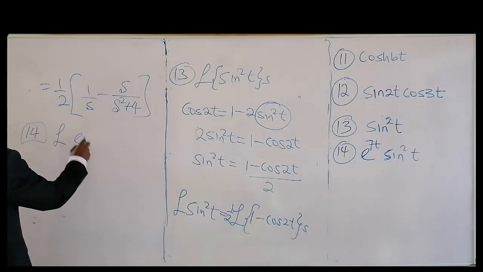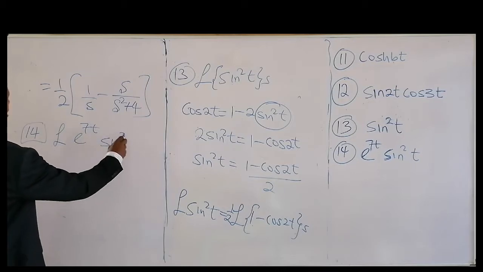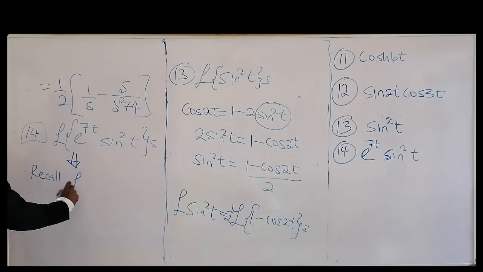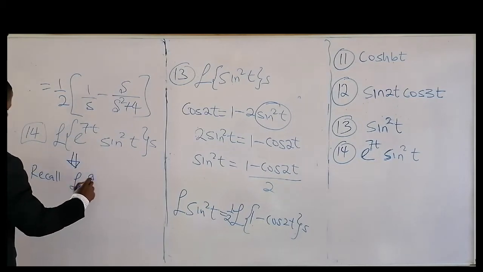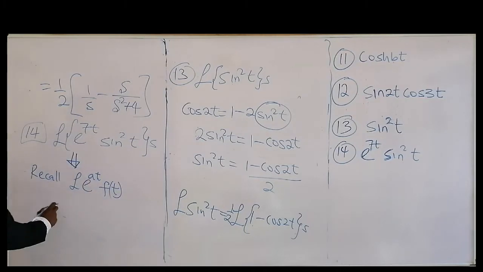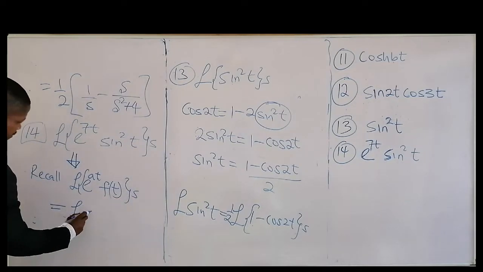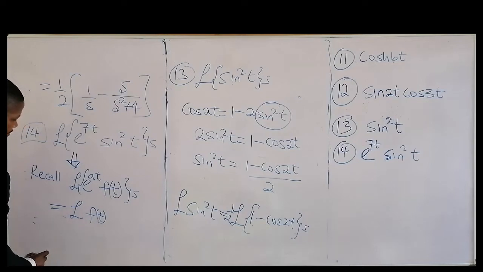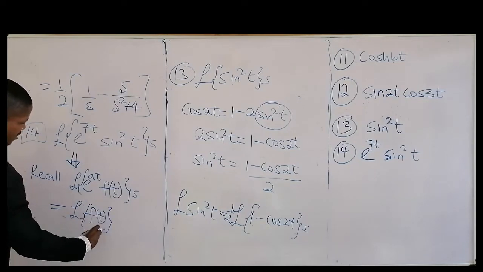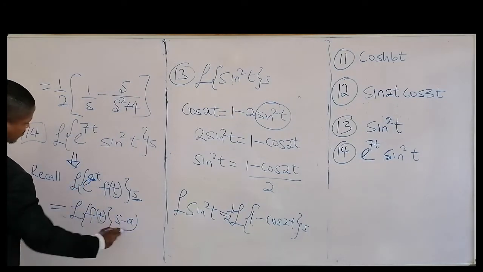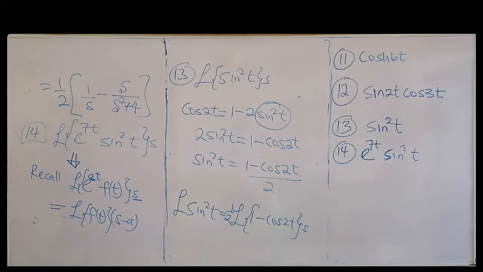Laplace of this function, e to the power 7t sine squared t. We use a translation for this. Recall: Laplace of e to the power at of f of t is equal to Laplace of f of t, then the domain will now change to s minus a. That's your domain. So that's what we are going to use for that question.